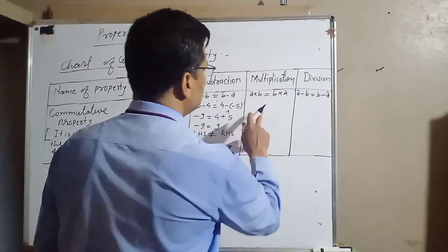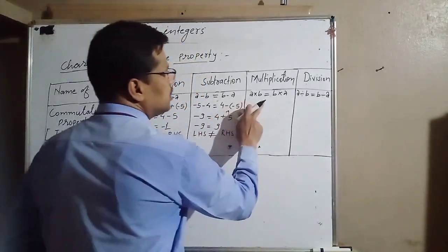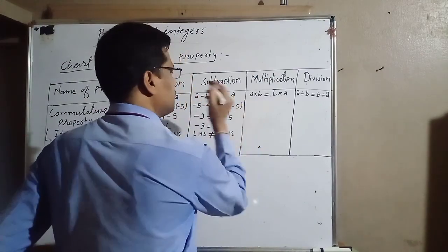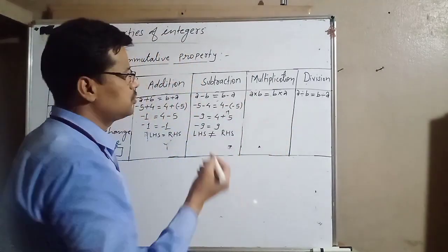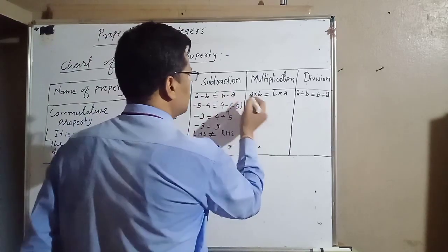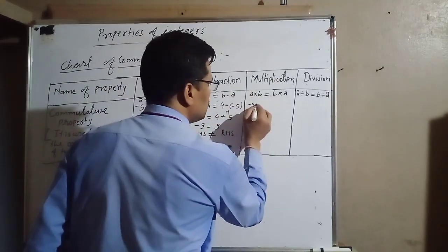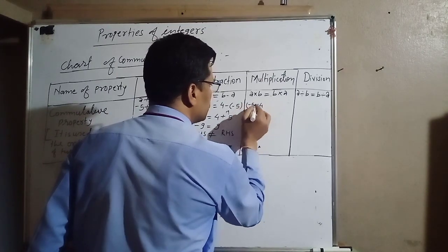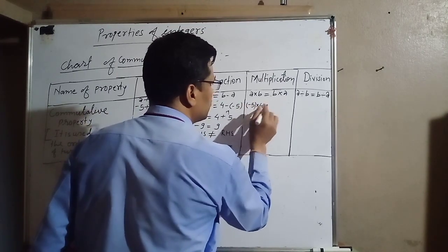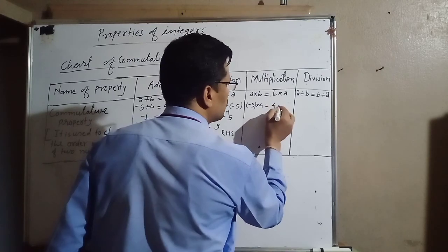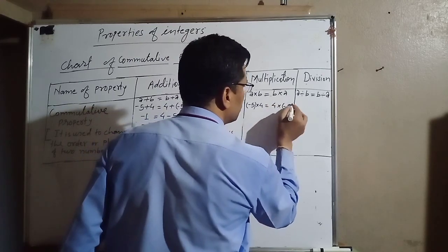Okay, here for integers, multiplication. Let's take the same number. It depends on your choice; you can take another number also, but I am taking the same number. -5 and then 4. Here -5 is negative, that's why I am putting the bracket. Here 4 and here -5.